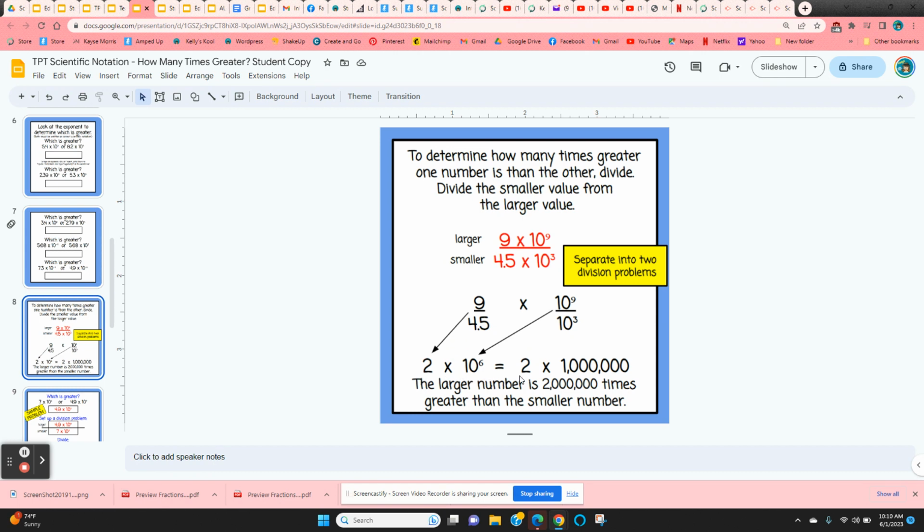You're going to change that to standard form, 2 times a million. So the larger number is 2 million times greater than the smaller number.